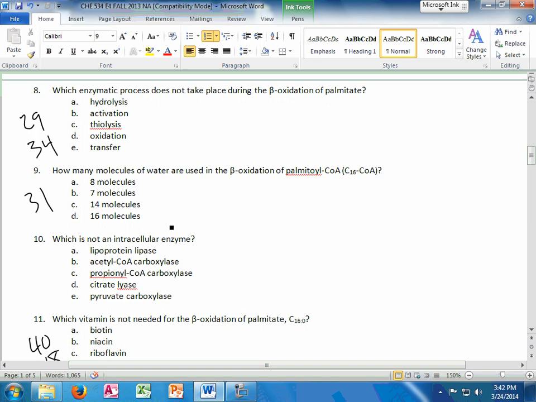Which enzymatic process does not take place during the beta oxidation of palmitate? He's always going to ask about palmitate. It's his favorite. 16 carbons with no unsaturations. So yeah, that would be a saturated fat. So you definitely need the activation from the synthetase. You go through oxidation, thiolysis, also the hydration. You don't go through a hydrolysis.